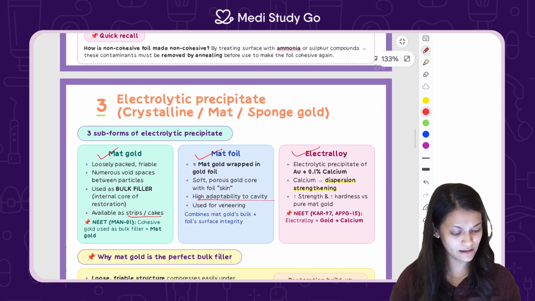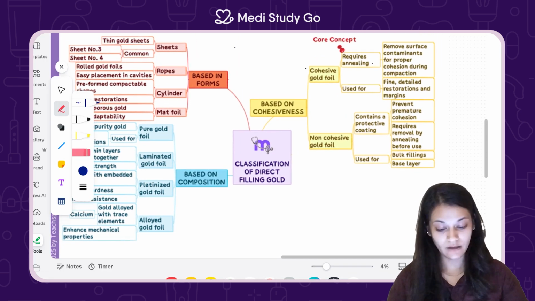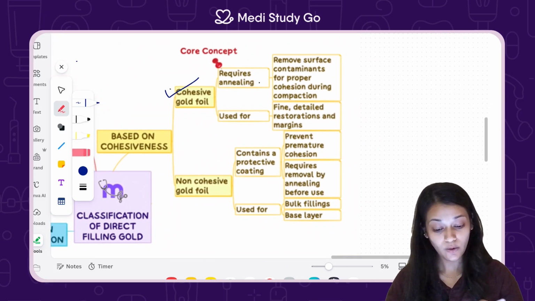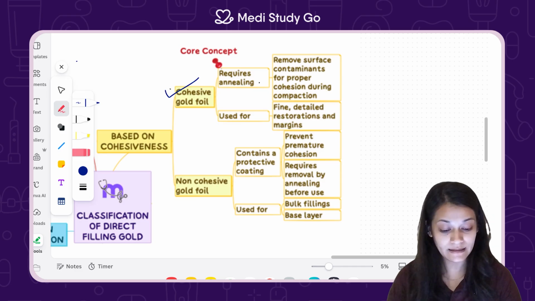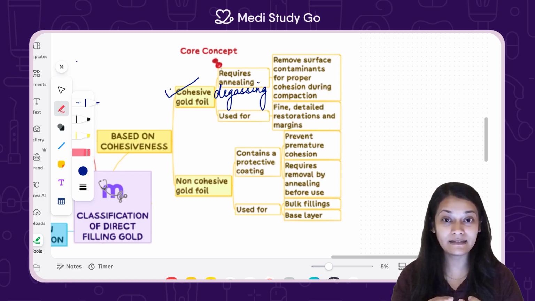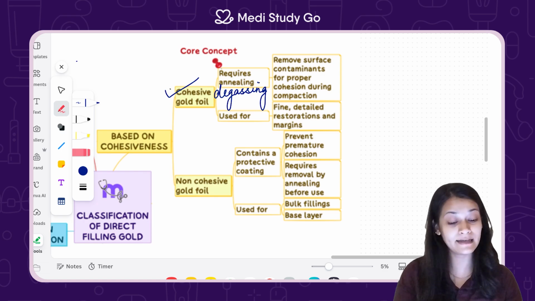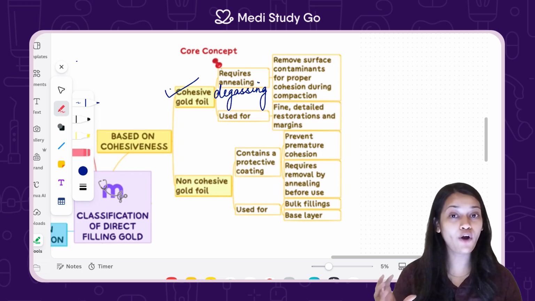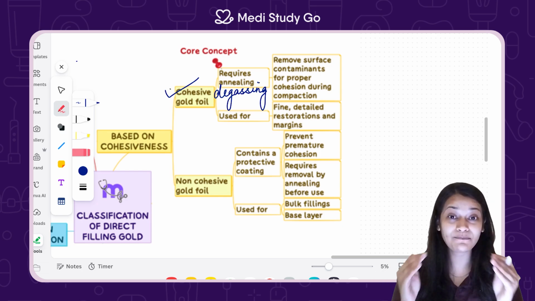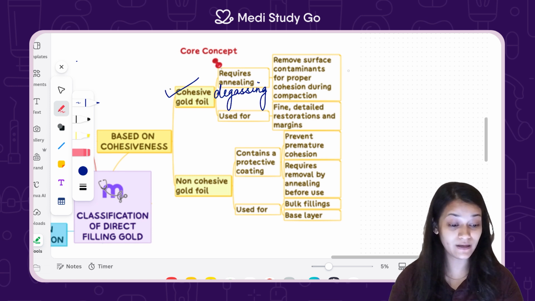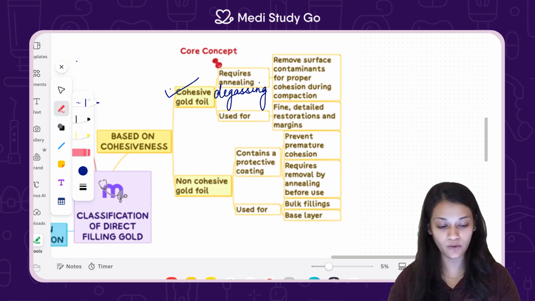Let's just quickly look into the mind map now. So the first thing I said we'll be talking about is based on the cohesiveness. Now, cohesive gold foil requires annealing. Annealing is something that's also known as degassing. I have made a separate in-depth video about it, how exactly the annealing process is done, why you need to do annealing. But to just make you understand, you need to remove all the surface contaminants. Now the gold foil is pure, 24 karat, but there can be surface contaminants that need to be heated and removed. So this will help in a property that's known as cold welding.